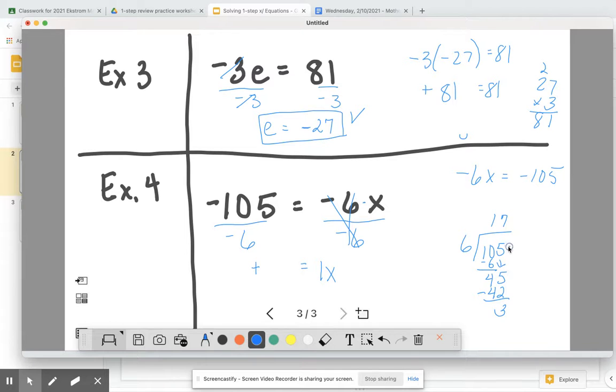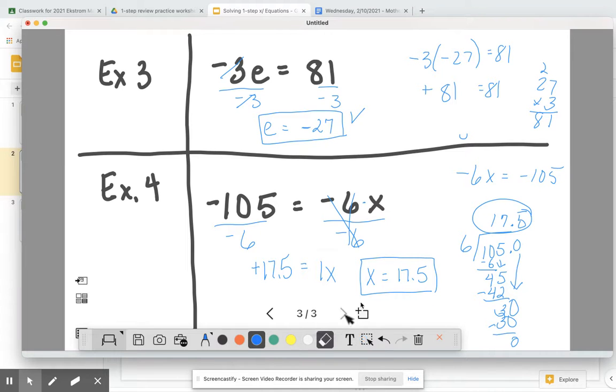Aha. Okay, so there's nothing else to take down, and I have this remainder here. So I need to add a decimal point and a 0. It looks like my answer will be a decimal. That's okay. 6 goes into 30 5 times. 5 times 6 is 30. Okay, so my answer is 17.5. So let me just rewrite this a little neater. We believe our solution is x equals 17 and 5/10.